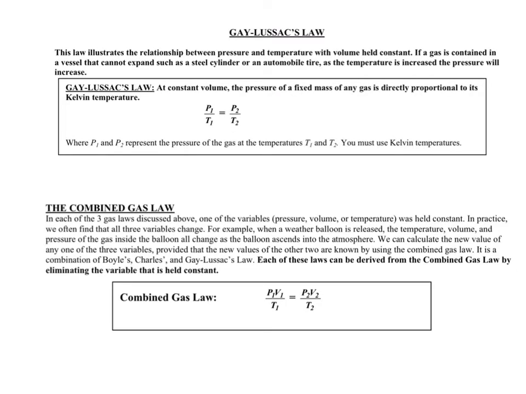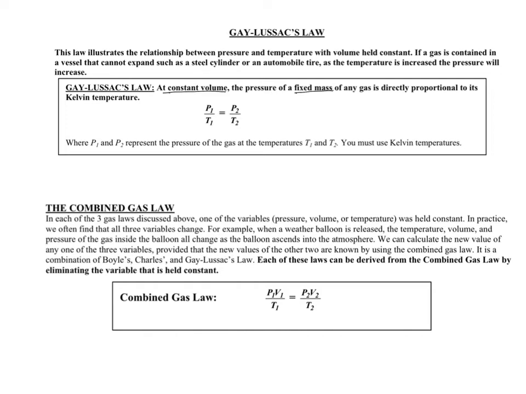Now another law is called Gay-Lussac's law, by Joseph Gay-Lussac. This illustrates the relationship between pressure and temperature. And of course, we're going to hold some things constant here. So when we hold volume constant and the amount of gas constant, so we say fixed mass or fixed number of moles, fixed amount of gas, when we hold that constant, pressure and temperature are directly proportional.